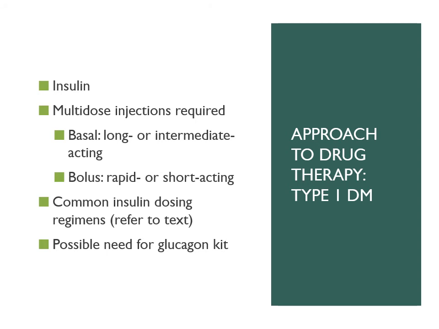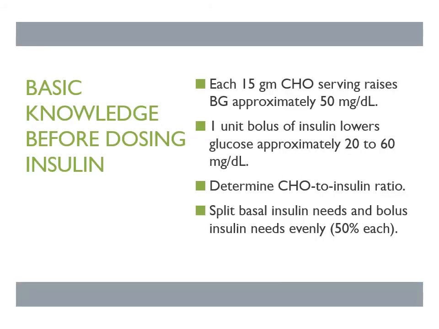They may have a need for a glucagon kit because of the degree of hypoglycemia that can occur with use of insulin. So, some basic knowledge before dosing insulin: each 15 grams of carbohydrate can raise the blood glucose approximately 50 milligrams per deciliter. A 1 unit bolus of insulin lowers the glucose approximately 20 to 60 milligrams per deciliter. So you can determine the carbohydrate to insulin ratio and then split basal insulin needs with bolus insulin needs 50-50.